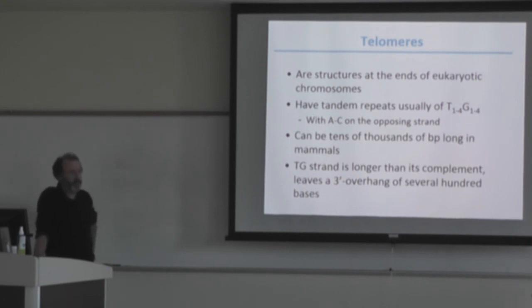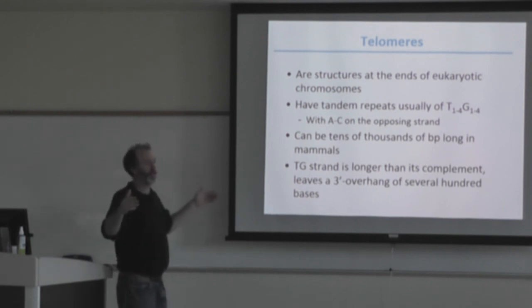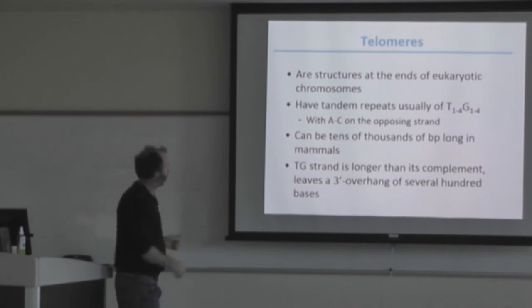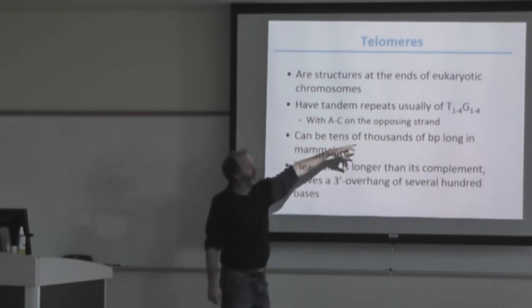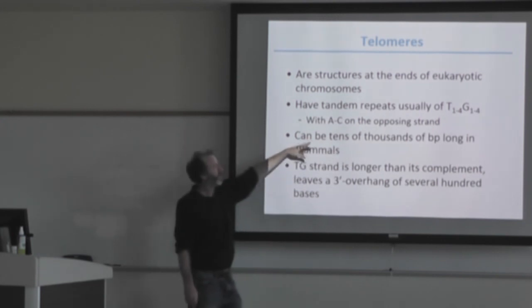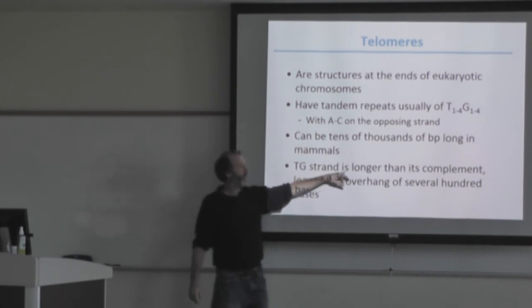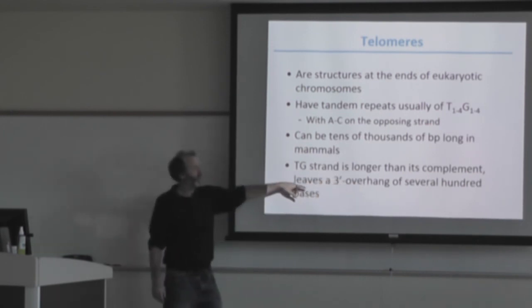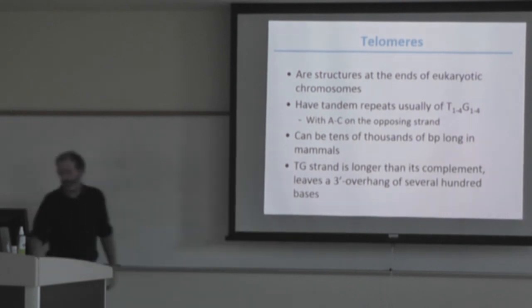Telomeres, of course. Eukaryotes don't have circular DNA chromosomes. We have linear ones, so at the ends, we have to take care of those, the telomeres generated at the ends. So we have tandem repeats, usually 1 to 4 T's, 1 to 4 G's with an A and C on the opposing strand. They can be tens of thousands of base pairs long in mammals. The TG strand is longer than the complement, which leaves a 3' overhang of several hundred bases.